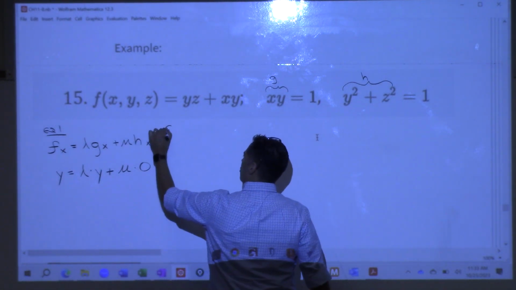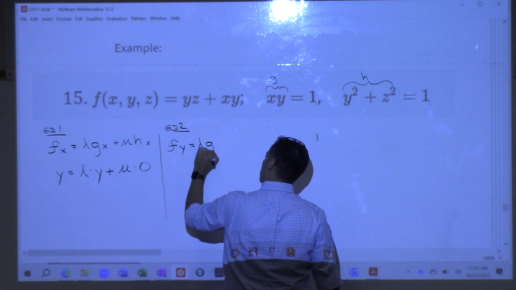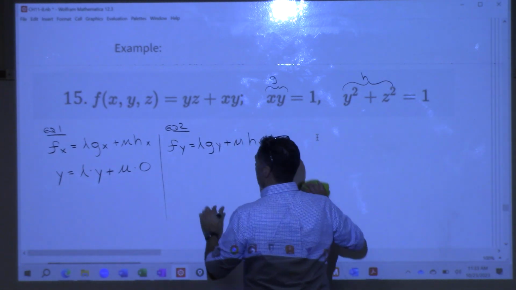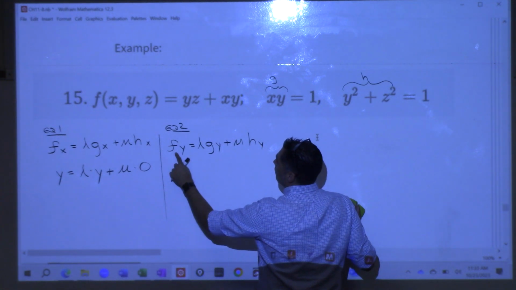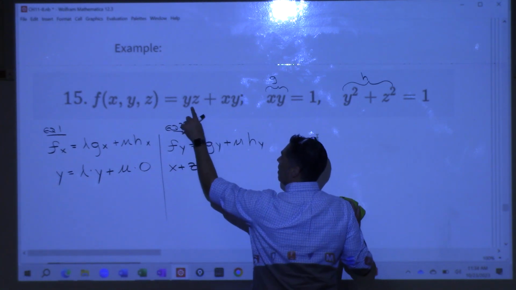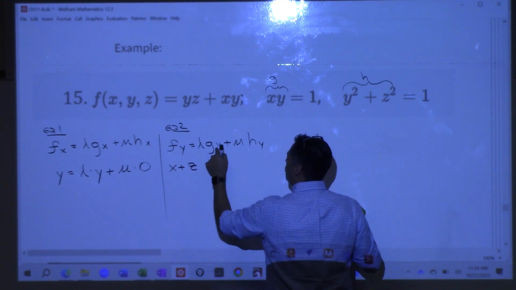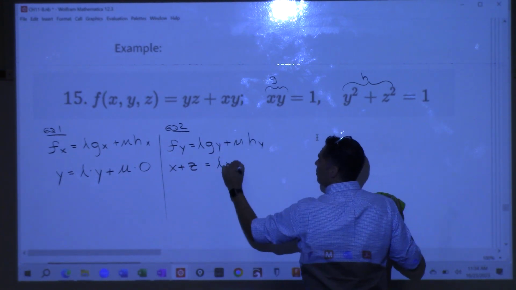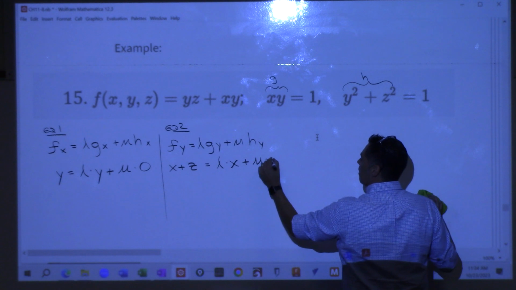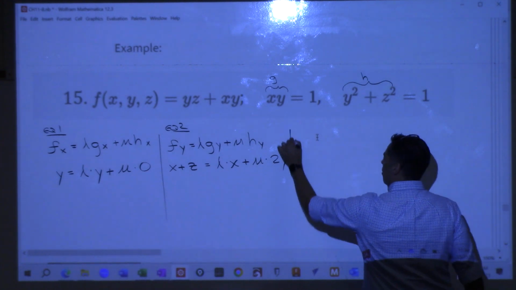All right, now equation 2. Partial of f with respect to y equals lambda partial g with respect to y plus mu partial h with respect to y. Okay, what is the partial of f with respect to y? X plus z or z plus x, right? Partial of that with respect to y is z plus partial of that with respect to y is x equals lambda. What's partial of g with respect to y? X plus mu times what's partial of h with respect to y? 2y. Okay? Second equation done.